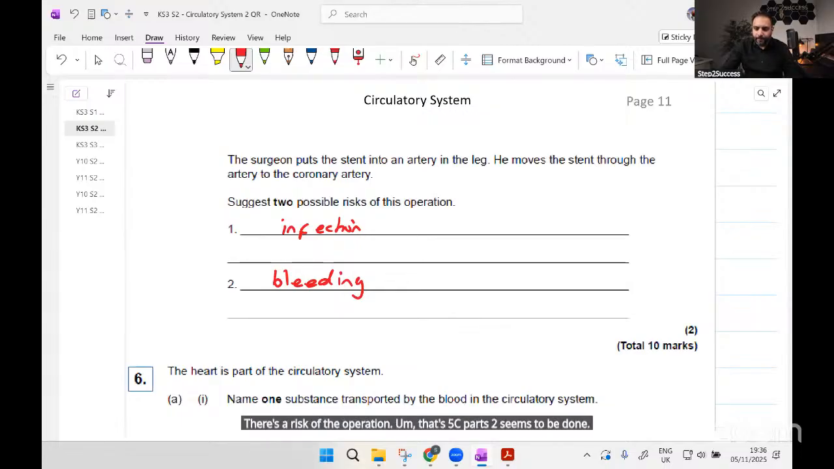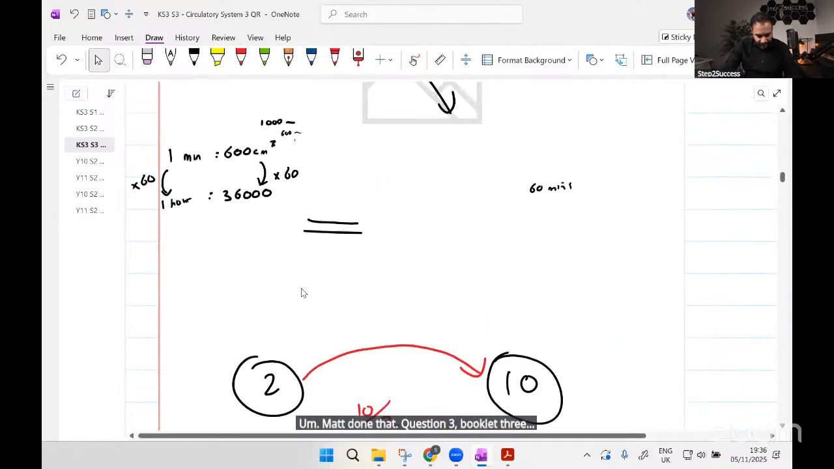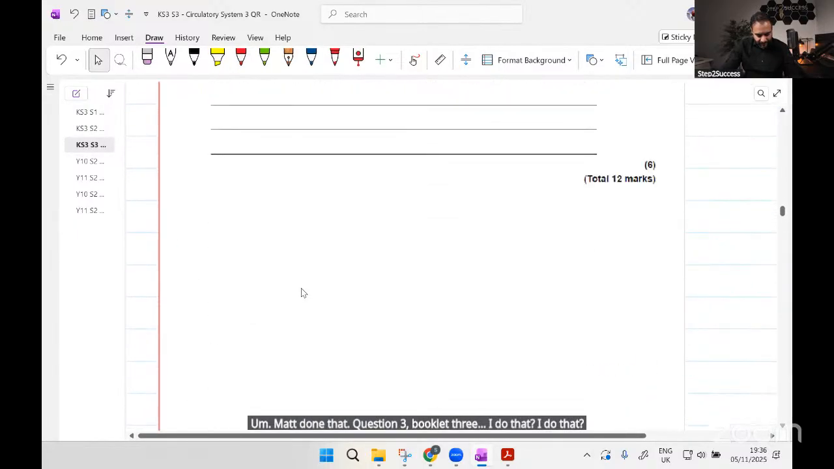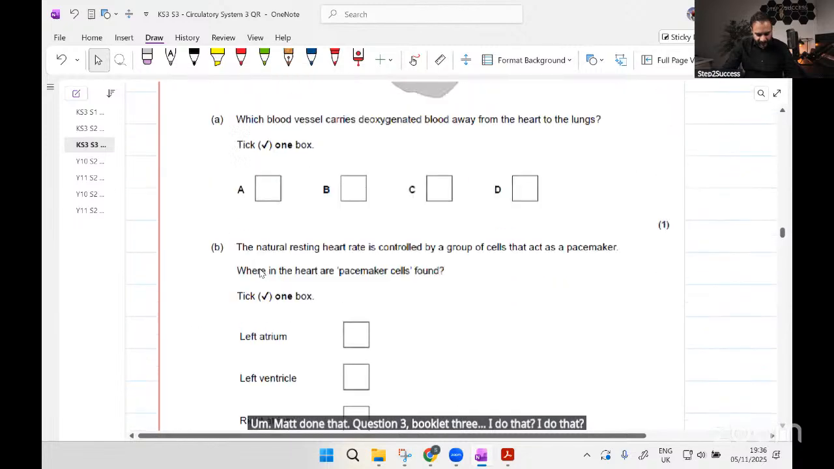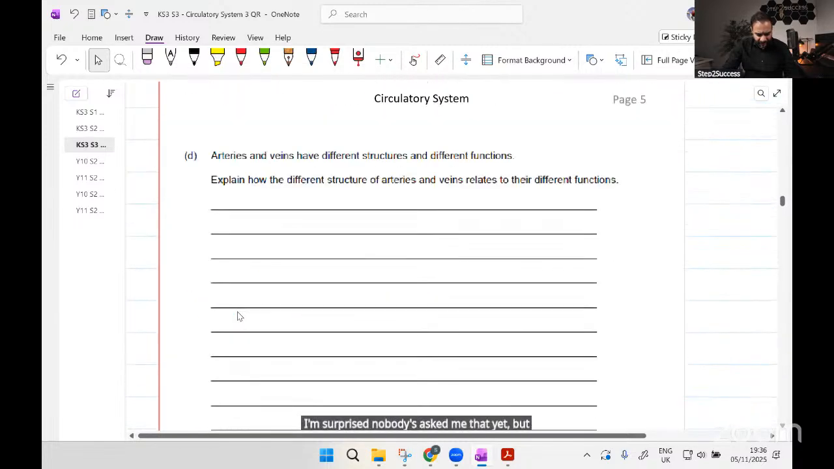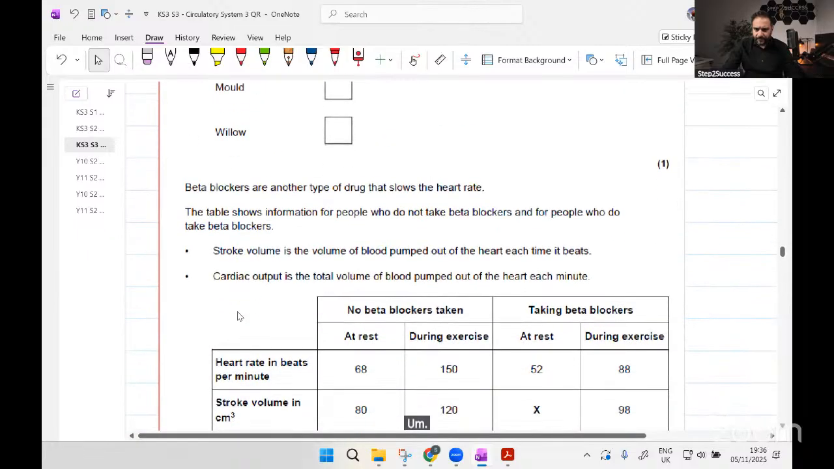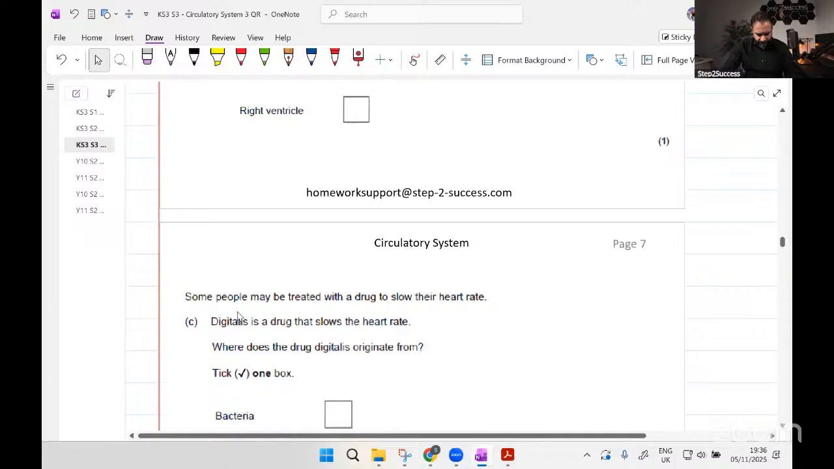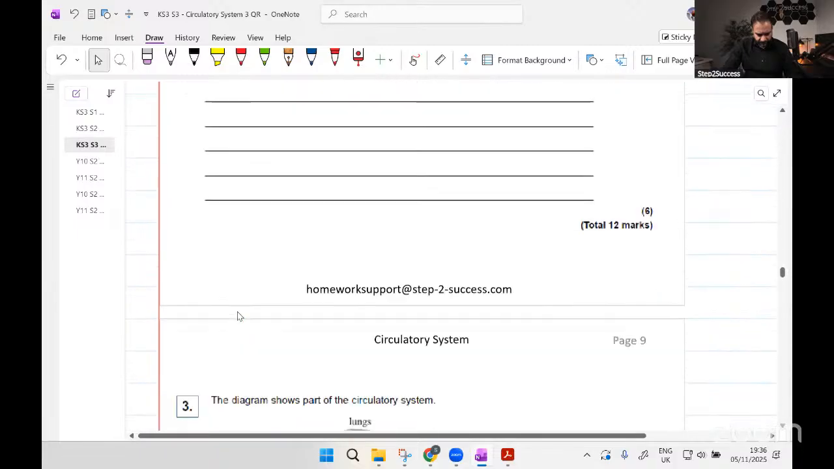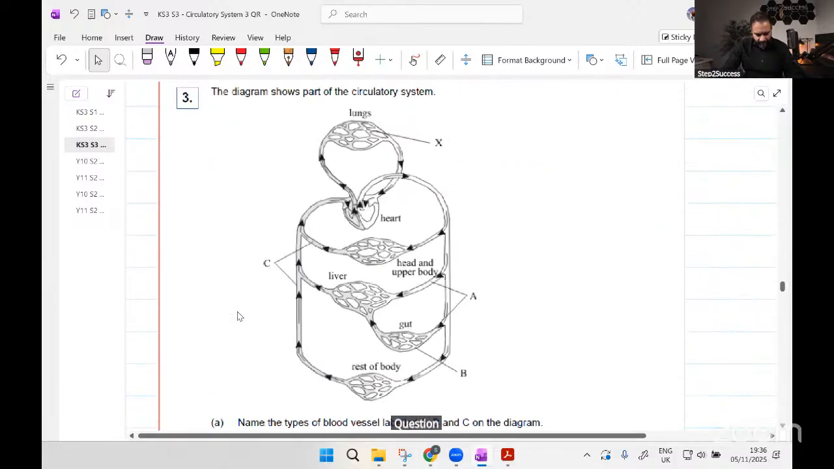Done that, done that. Question 3, booklet 3. Did I do that? I'm surprised nobody's asked me that yet, but I suspect somebody will.